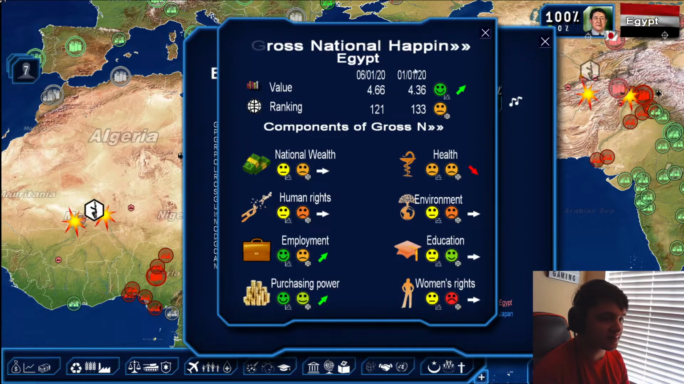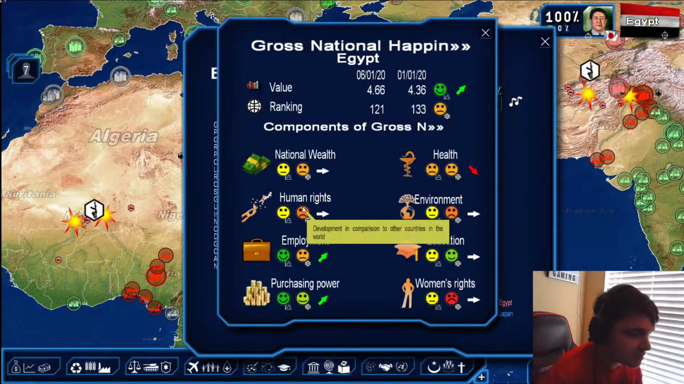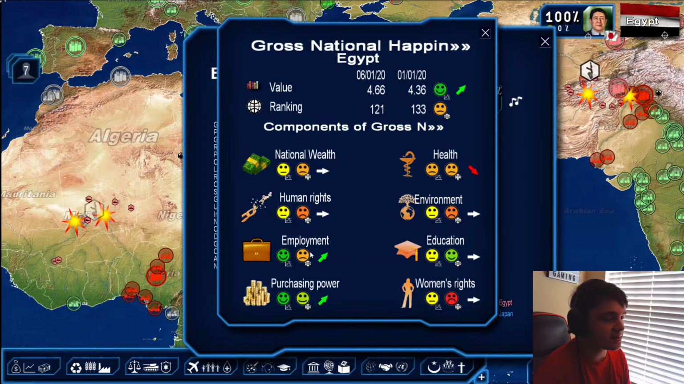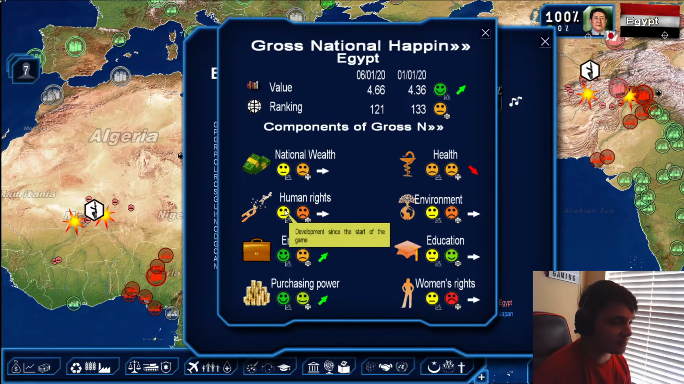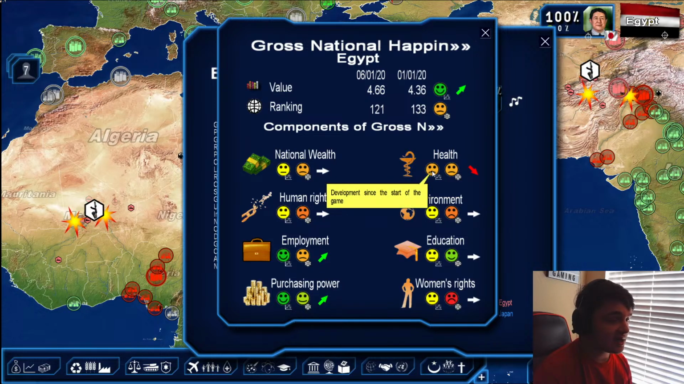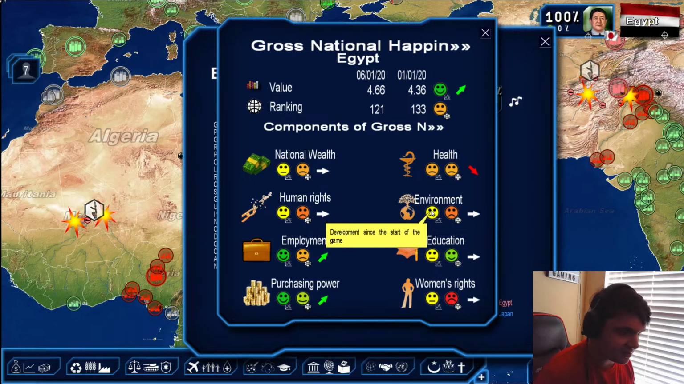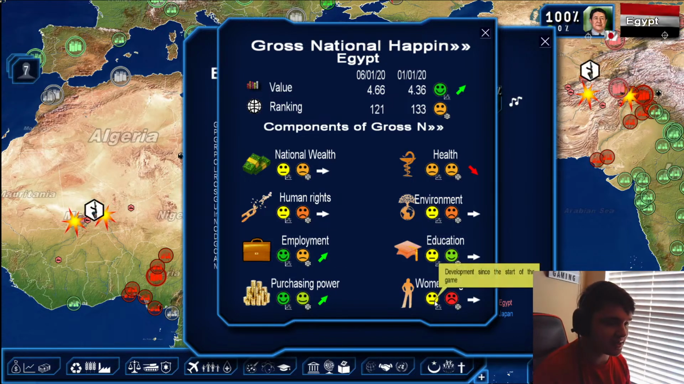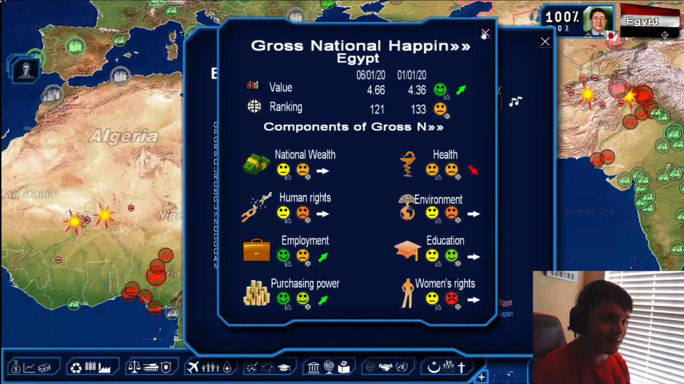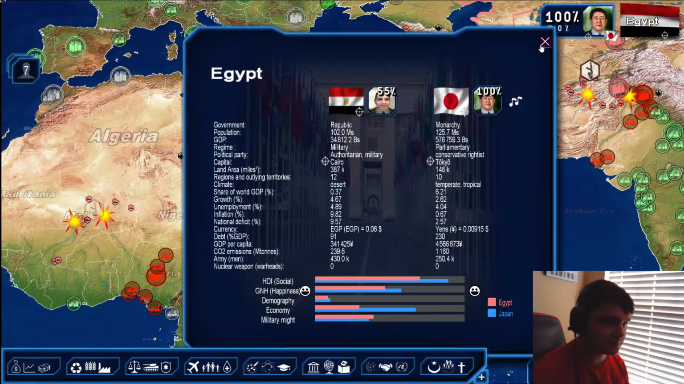And let's check their gross national happiness. Moderate national wealth, not a really good record on human rights. Moderate national health, moderate record on human rights. A good employment, good purchasing power compared to the rest. Not a good record on health. Moderate on environment, moderate on education, and moderate on women's rights. Apparently the world really sucks at women's rights.